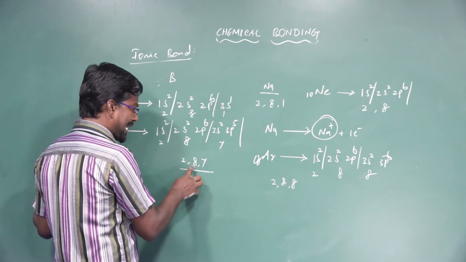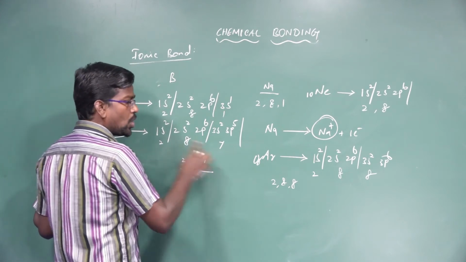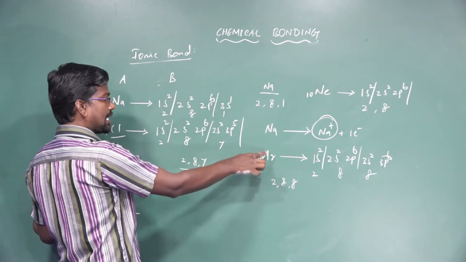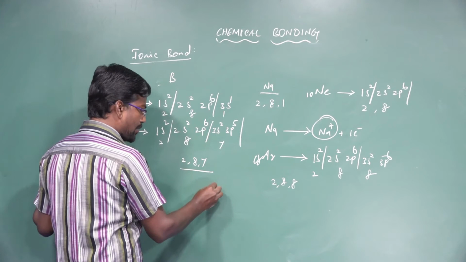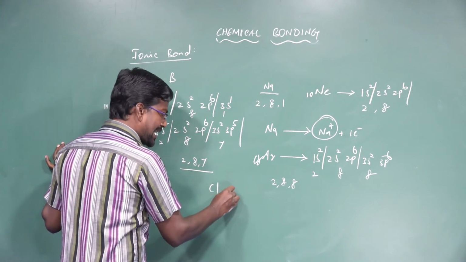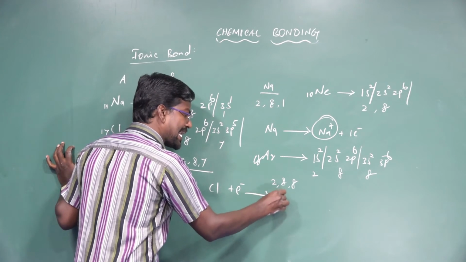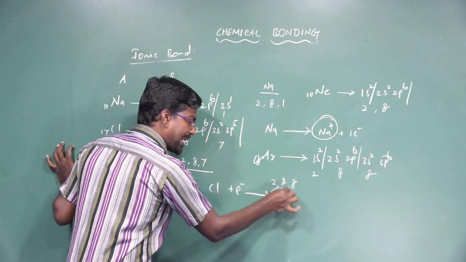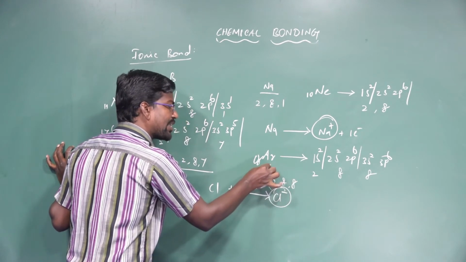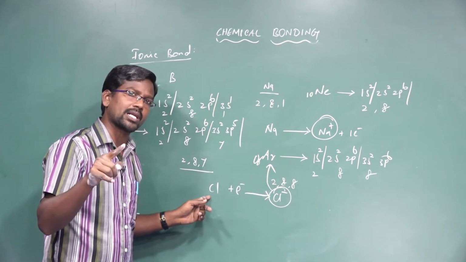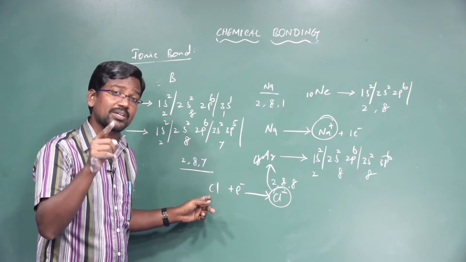So 2, 8, 7 are there in chlorine, and 2, 8, 8 are there in argon. So the chlorine atom, Cl, gains 1 electron to form Cl minus. The Cl minus ion has a similar electron configuration to argon. How many electrons does a Cl atom contain in total? 17 electrons, because the atomic number is 17.